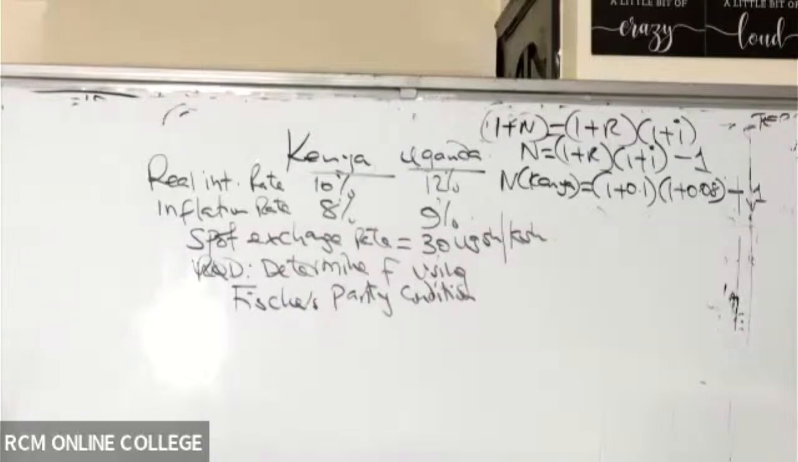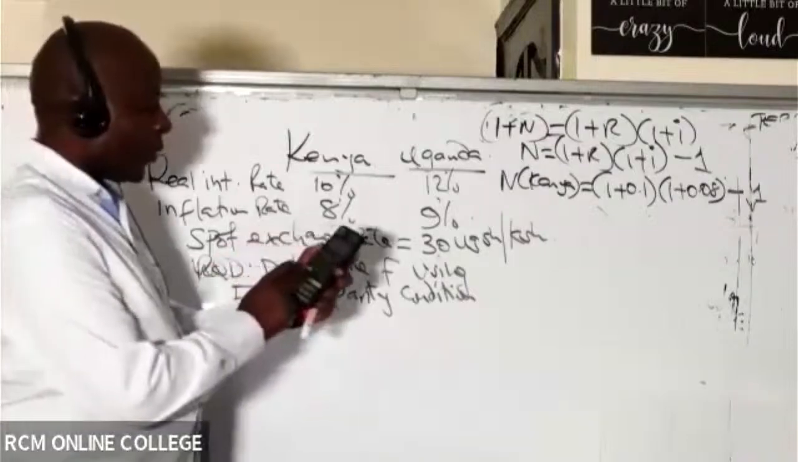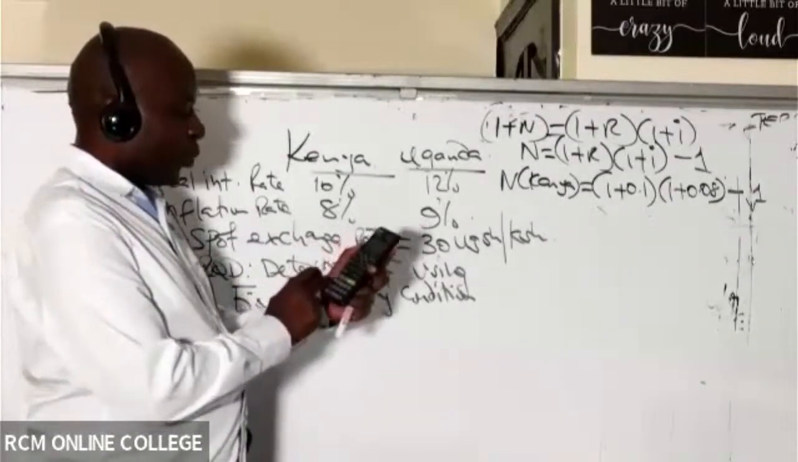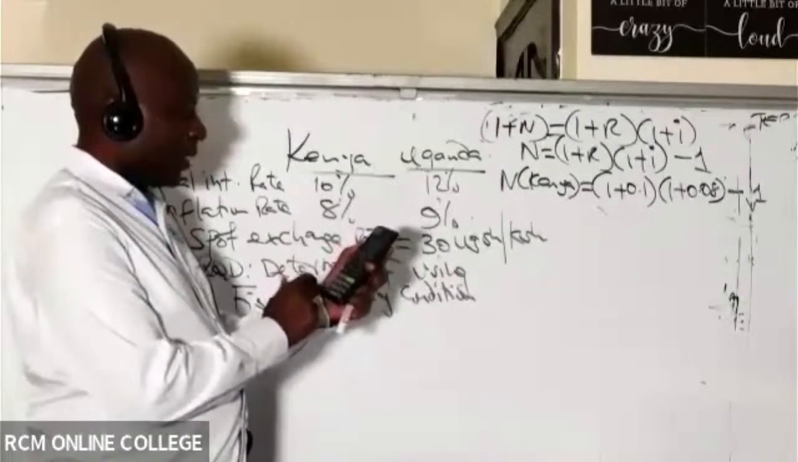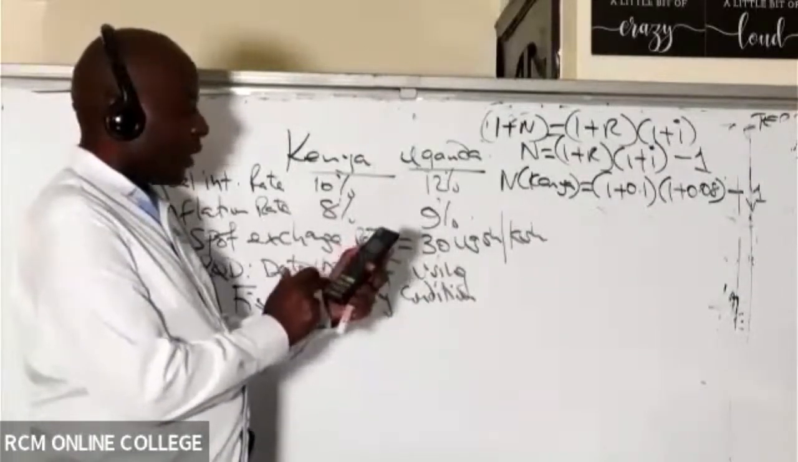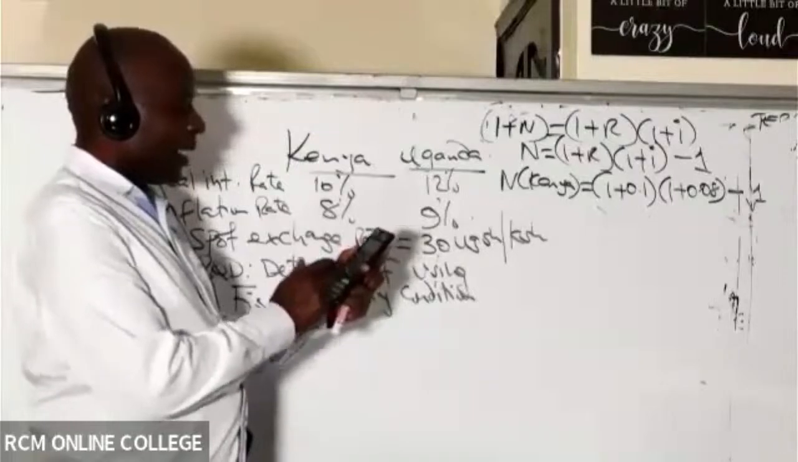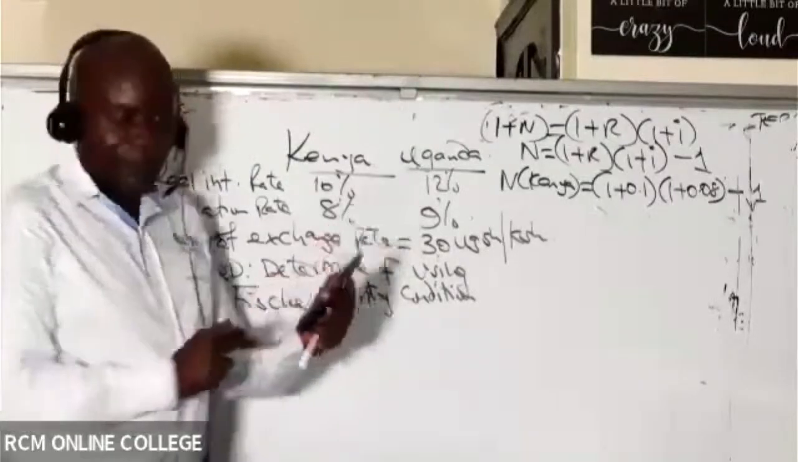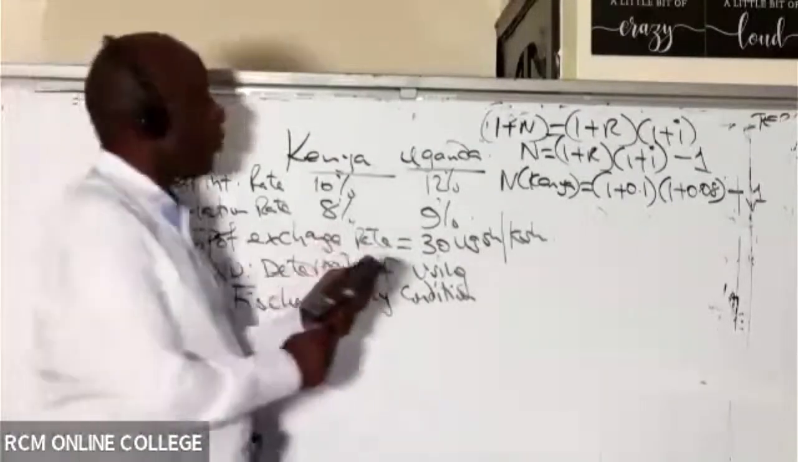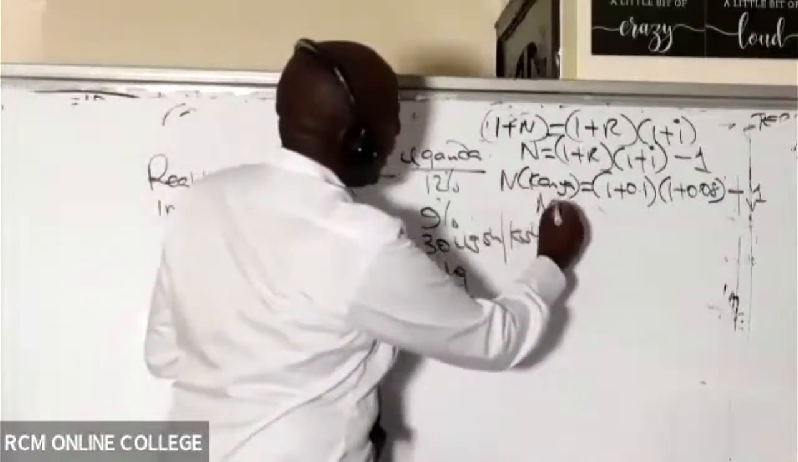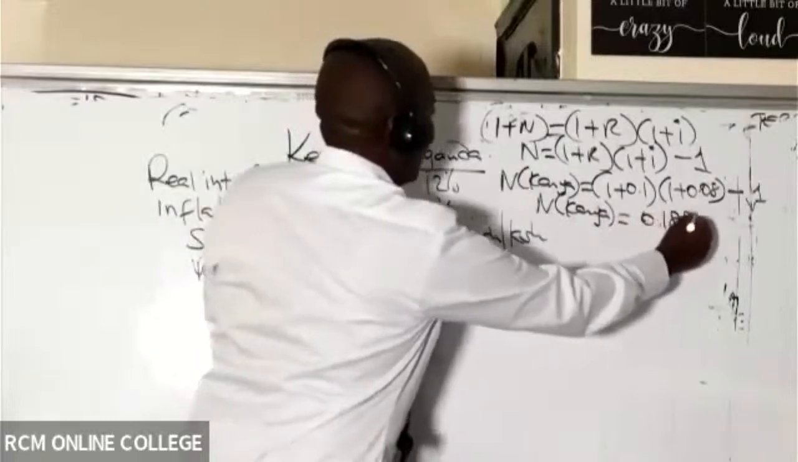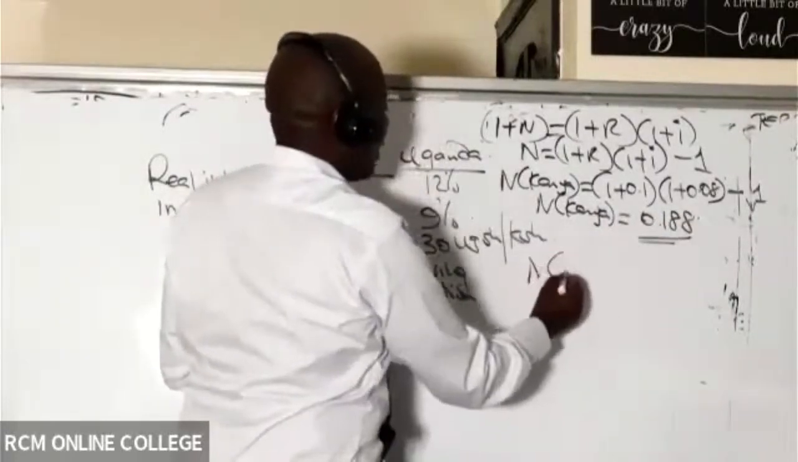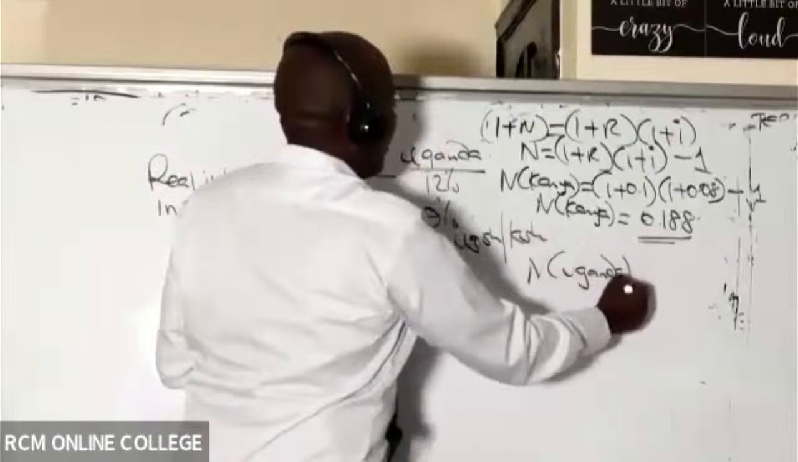Yes, do you understand? Sana Ronald, pek inamaanisha nini? I need to know Luo. So Luo is a very good language. 1 plus 0.1 times 1 plus 0.08, close, you say minus 1. I'm getting something very nice. I'm getting 0.188. Thank you very much. So the nominal Kenya is 0.188. Hebu sasa nipatie nominal Uganda.